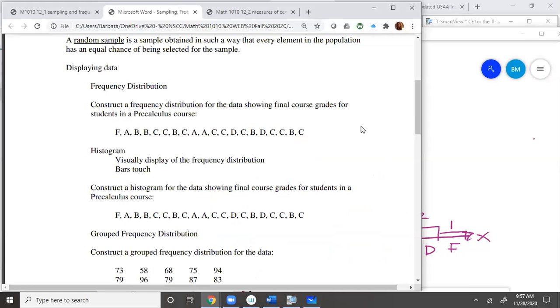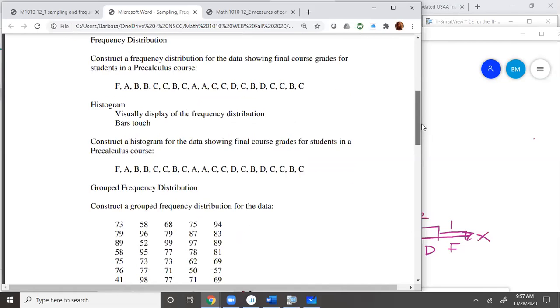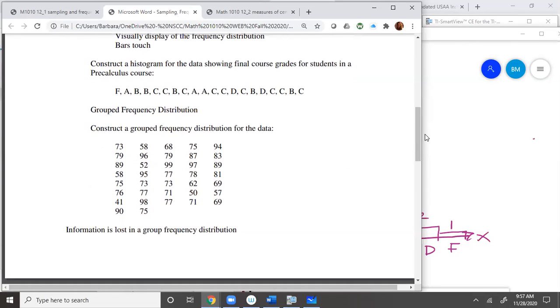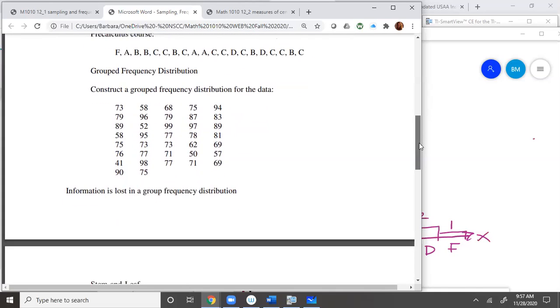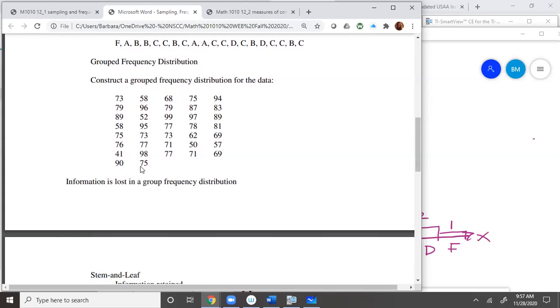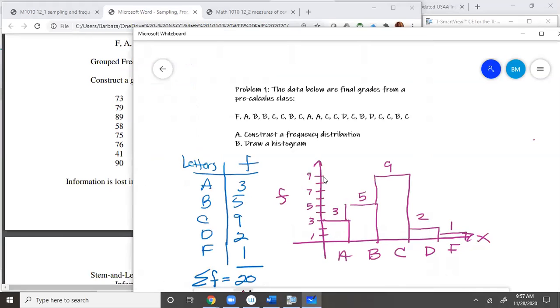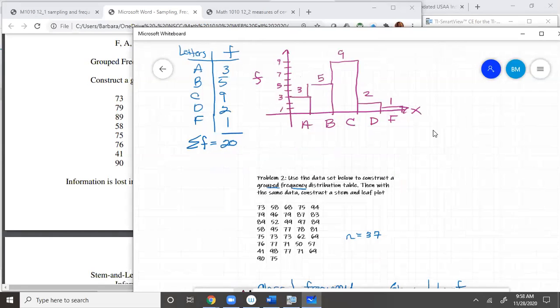Going back to the notes, we're going to construct a grouped frequency distribution for this data here, and then we're going to create a stem and leaf plot. So I copied all these numbers over here to my whiteboard.